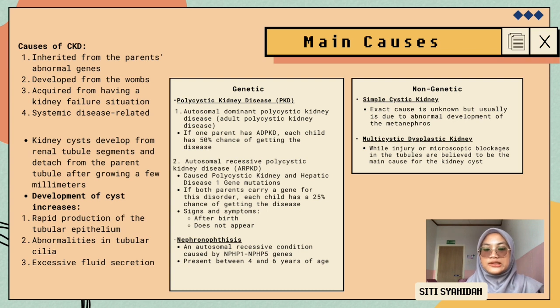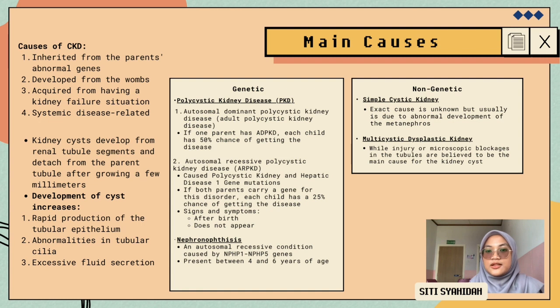Autosomal dominant polycystic kidney disease, only one parent needs to have the disease for it to pass to the children. If one parent has ADPKD, each child has a 50% chance of getting the disease. The second one is autosomal recessive polycystic kidney disease (ARPKD). Both parents must have abnormal genes to pass on this form of the disease. If both parents carry a gene for this disorder, each child has a 25% chance of getting the disease.